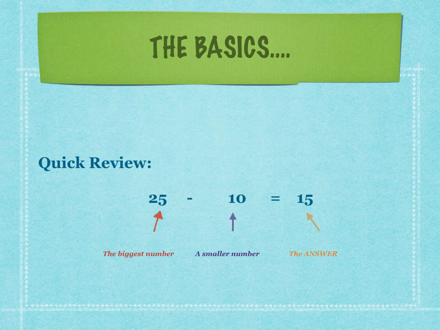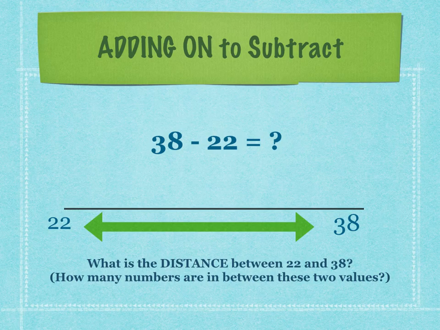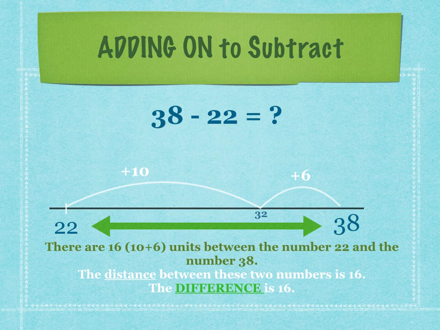The biggest number is called a minuend. We always have to subtract a smaller number. That's the subtrahend. And we are left with an answer of, in this example, 15, which is called a difference. And this is exactly why the answer is called a difference, because we are looking at the difference between two numbers. What is the distance between 22 and 38? If we can find that distance, another word for that is difference.